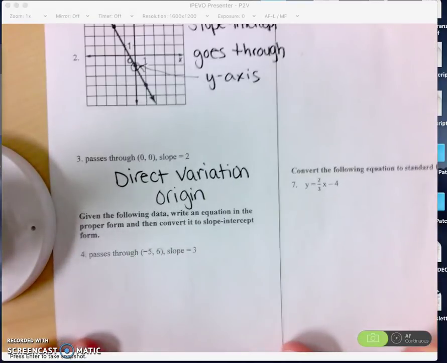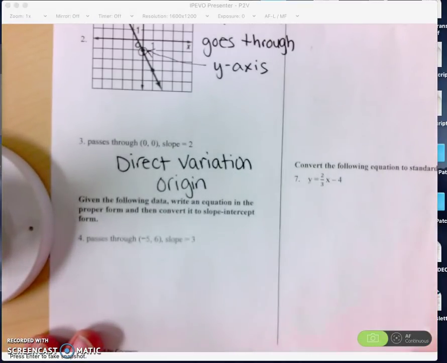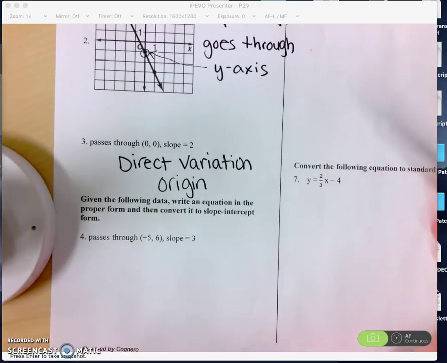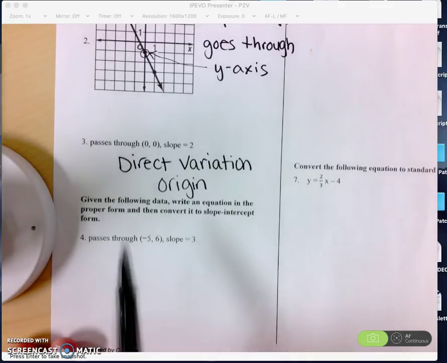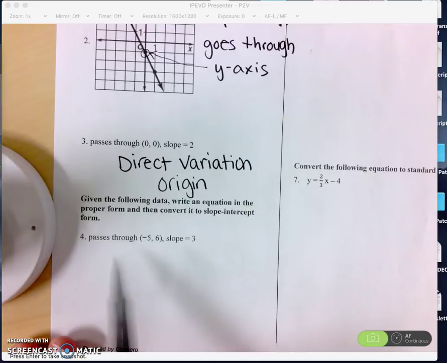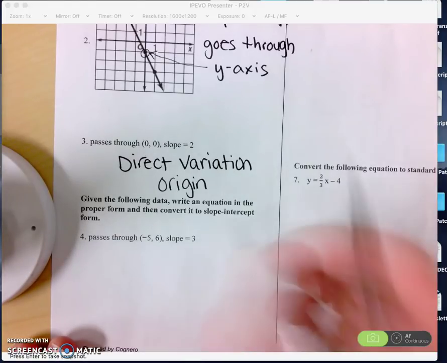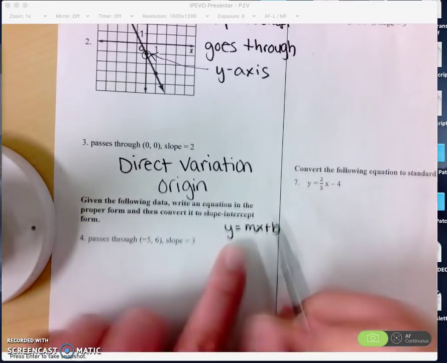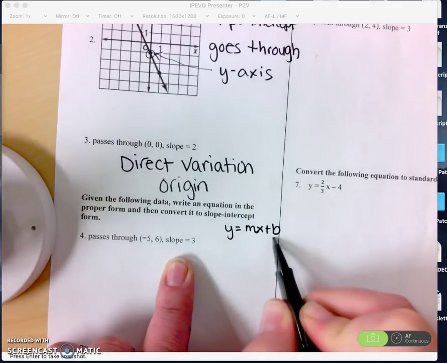Okay, now I had a few people that wanted to just write these next few equations in a certain form, not actually going through the steps that you should go through, and also not reading the directions. So given the following data, write an equation in the proper form. That means given the information, what form can you write it in, and then convert it to slope-intercept form. I cannot just put these numbers into my slope-intercept form of y equals mx plus b because I need my slope, which I'm given, but I also need the y-intercept.